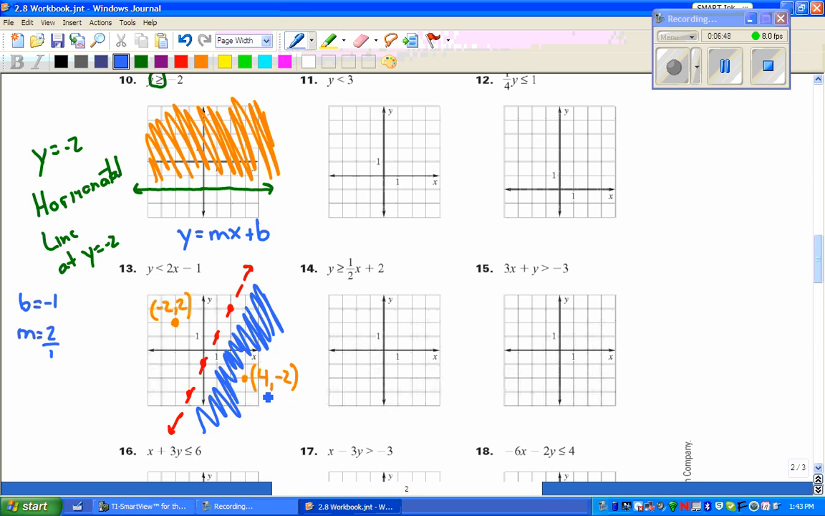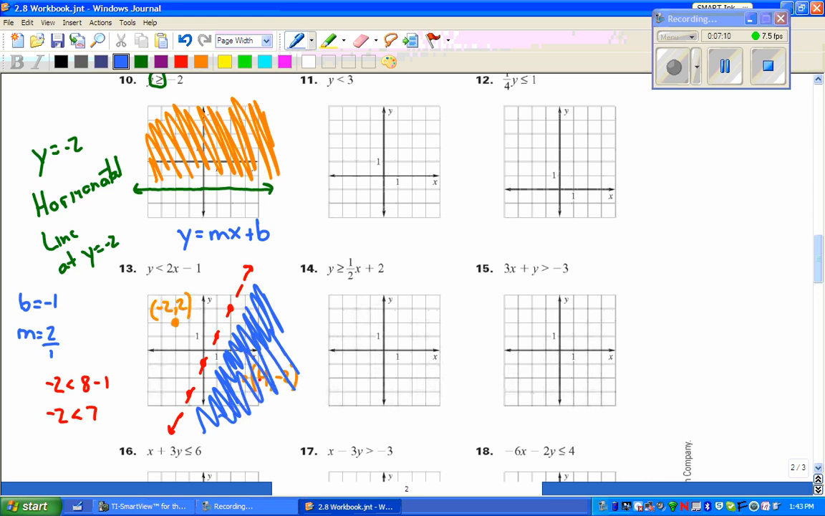Okay? And if you wanted to check, you would just substitute this in. So you would have negative 2 is less than, and if you did 4 times that, you'd get 8 minus 1. You'd have negative 2 is less than 7. So you know that this one over here makes it true. So it's going to be all of this stuff over here.